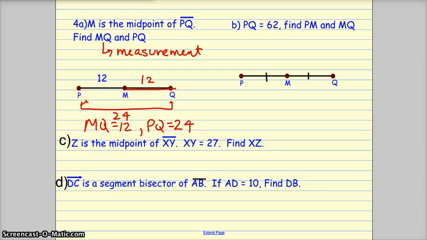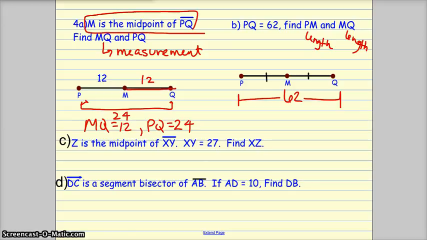On letter B, it says PQ equals 62. The length from P to Q is 62 units. Find PM, meaning the length from P to M, and find the length from M to Q. Because the directions told me that M is the midpoint, and because there are little tick marks here, I know that those lengths are absolutely identical. So 62 split in half would be 31 and 31. So PM equals MQ. Their measurements are the same, and their measurements are 31, whatever the units are.